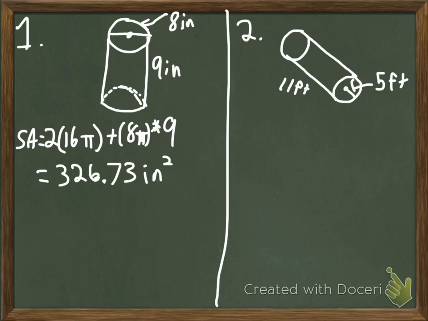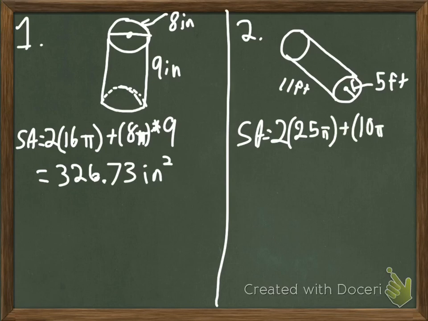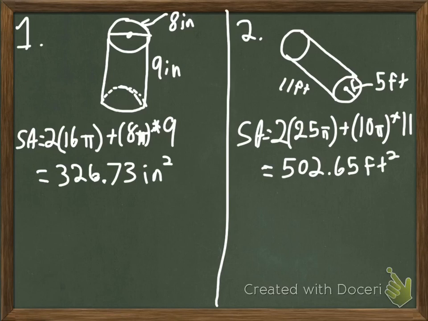Okay, example 2. It's 2 times 25 pi plus 10 pi times 11. Punch this in the calculator, and I get 502.65 feet squared. And that is surface area of prisms and cylinders.